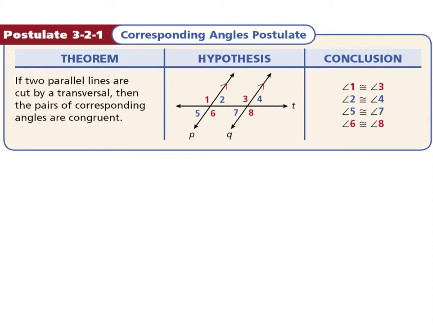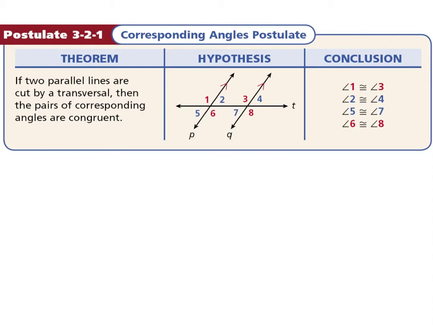There could be 4 things we can get from that. We can get angle 1 and 3 congruent, 2 and 4, 5 and 7, 6 and 8. So there's 4 possible conclusions to that postulate. Looking back at what you measured, I think the next one is alternate interior angles.